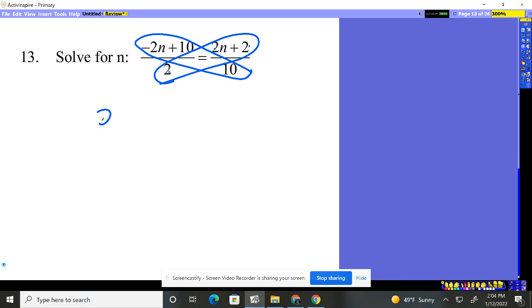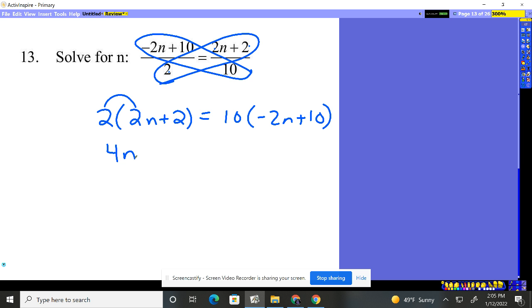So 2 times 2n plus 2 will equal the 10 times the negative 2n plus 10. Now we need to distribute. So 2 times 2n is 4n. 2 times this 2 is 4. 10 times negative 2n is negative 20n. And 10 times 10 is a good old 100.